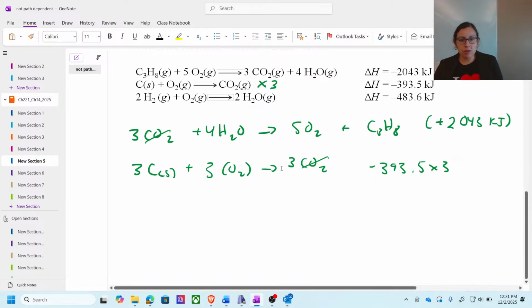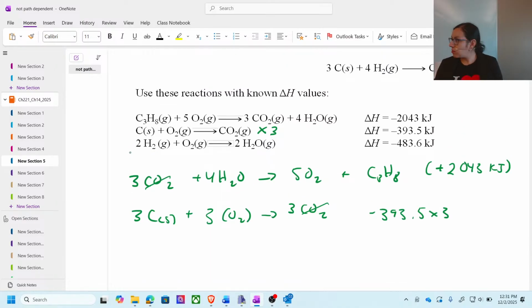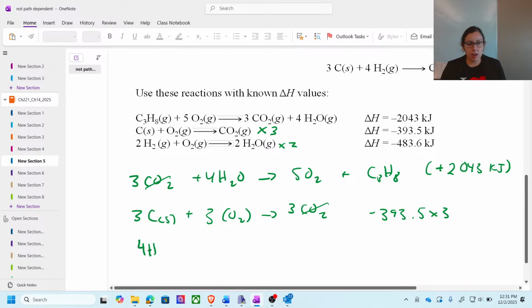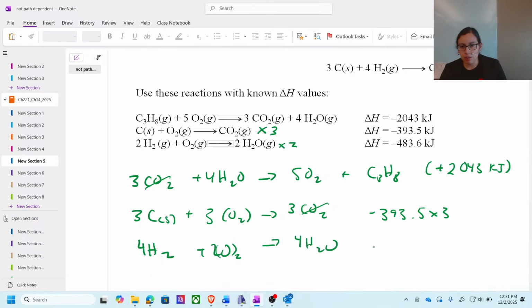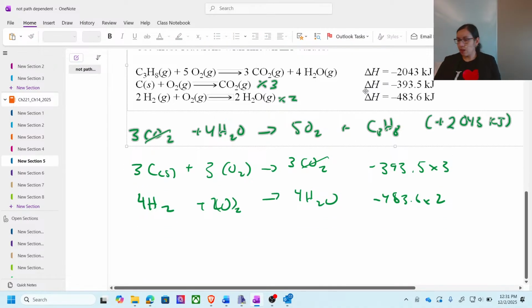I'm just looking at my equation. I have 2 equivalents of hydrogen here, but I need 4. So maybe I would start by doing 2 and then writing it and seeing where we're at. So 4H2 plus 2O2 gives us 4 equivalents of water. And again, don't forget to multiply by 2 now. Now let's double check that we can add this equation and that it does give us what we're looking for.